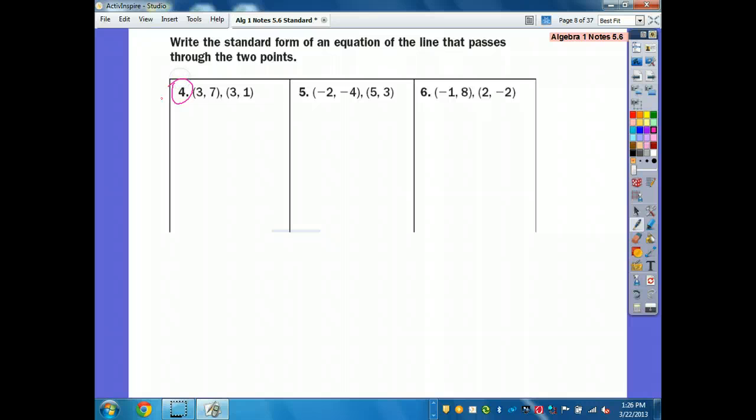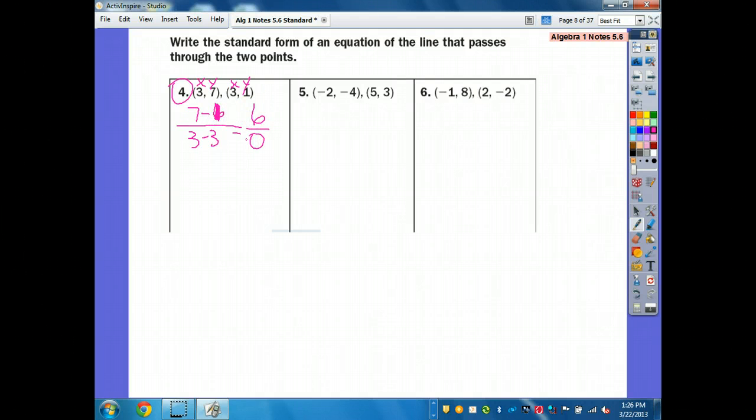Number 4. Here I have an x, a y, an x, and a y. Number 1, I have to find the slope. What do we get when we find our slope? 6 over 0. I'm sorry, what? 6 over 0, because 7 minus 1 is 6, and 3 minus 3 is 0. Oops, I gave you the answer, my bad. 7 minus 1 is 6 over 0.